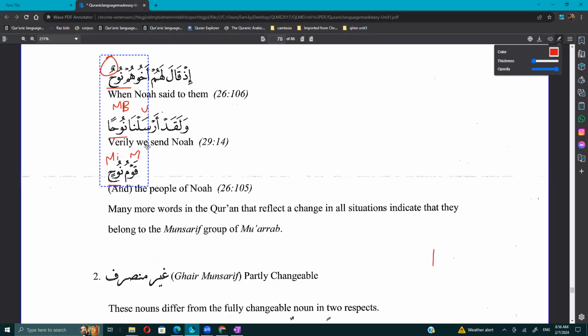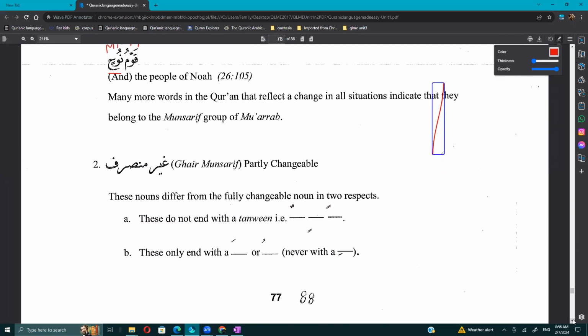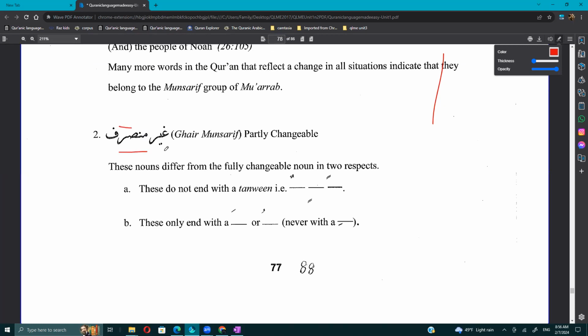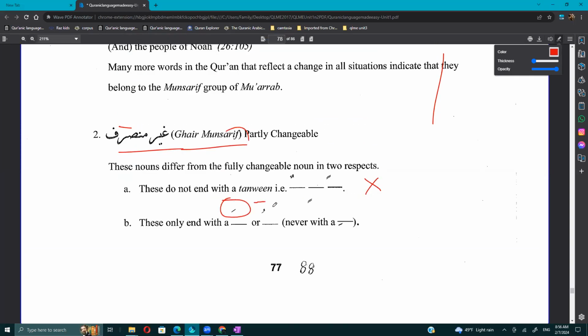Okay, let me explain one more type, and then you'll enjoy answering the questions. The second type of mu'arrab noun; the first one was fully changeable, munsarif. That is hudun, hudan, hudin, kitabun, kitaban, kitabin, qalamun, qalaman, qalamin. But there's one more type of mu'arrab, that is ghair munsarif, or partly flexible, partly changeable noun. These nouns differ from the fully changeable nouns in two respects. They do not end with a tanween; they never take a tanween. And they only end with either a single fatha or a single dhamma. They will never ever take a kasra.